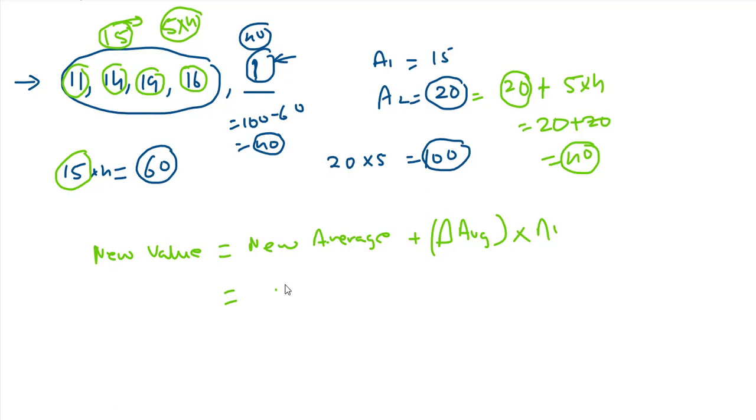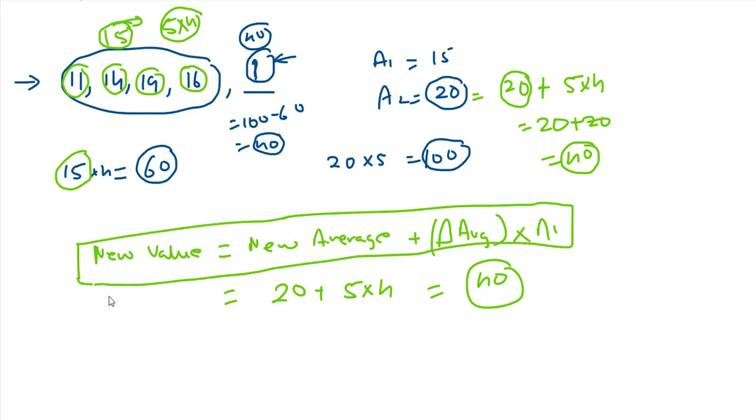New value is new average plus change in average, which has increased by 5, into initial number of numbers in the set, which will be 4. So we are getting the answer as 40. So instead of finding the two sums and then taking the difference between the two, we can directly use this concept, which will be helpful when the numbers are bigger in magnitude. Now let us see the second condition under which the average of a given set will change.